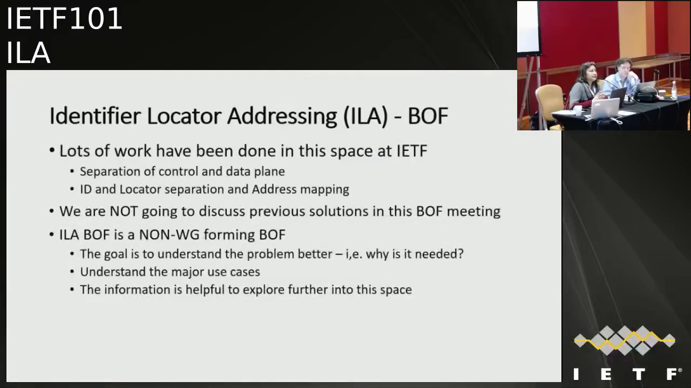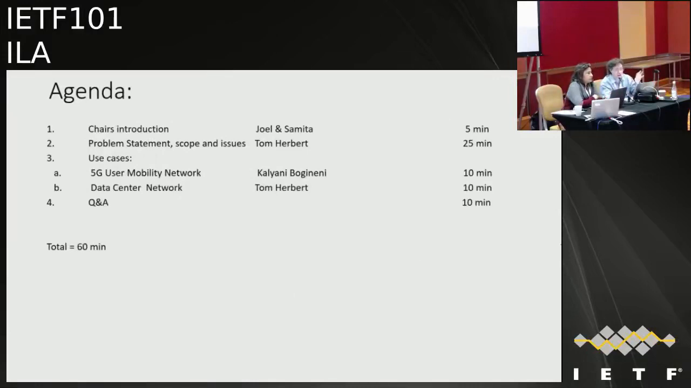Lots of work has been done in this space in IETF. I don't want to name them separately because I might miss someone, but basically separation of control and data planes, ID and locator separation and address mapping has also been worked on here. So today our purpose is not to compare those solutions or go into solutions in any way. We will ask the crowd to just understand the problems and issues that ILA addresses, and the use cases, for informational purposes and why it is needed. That's the purpose of today's BOF. It's discussion of the problems and the scoping, and specifically not, well, you could use protocol foo or protocol bar. We're not debating that today.